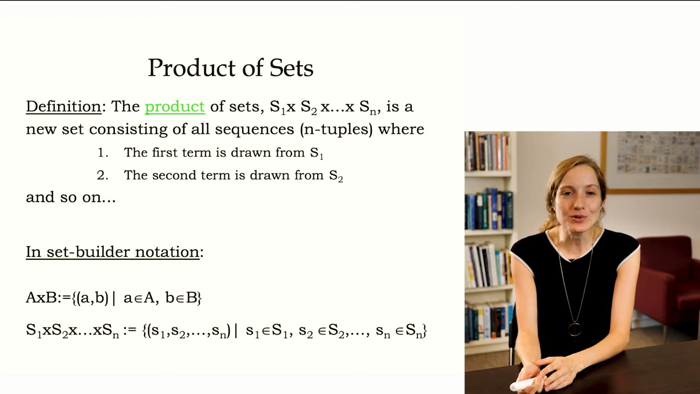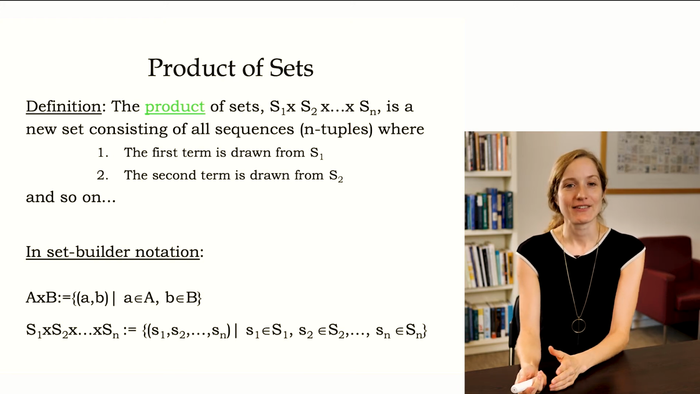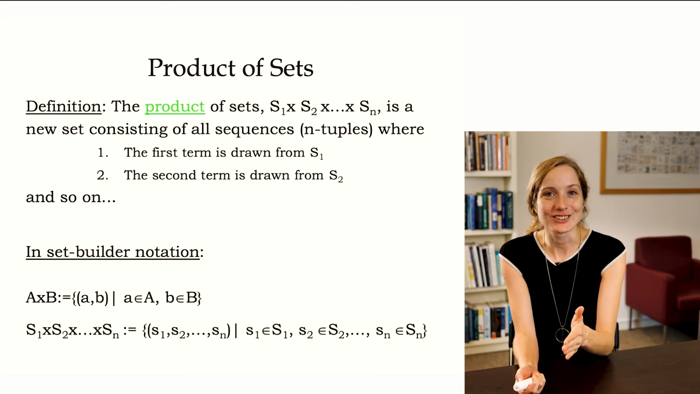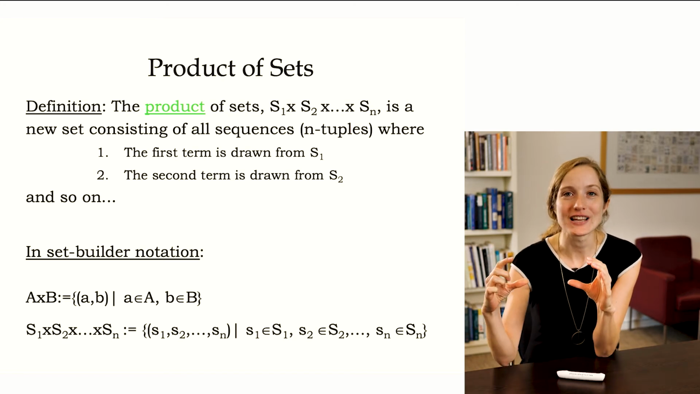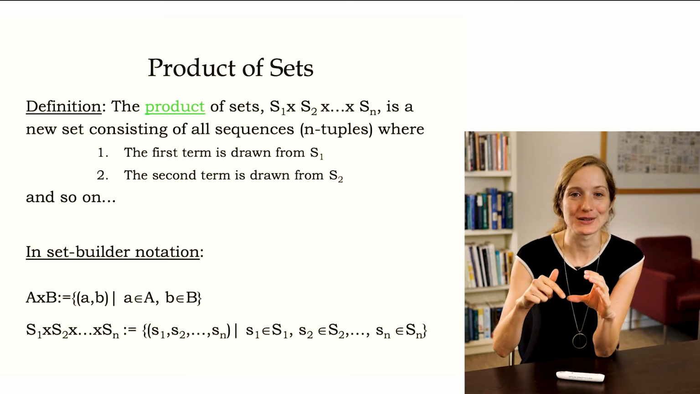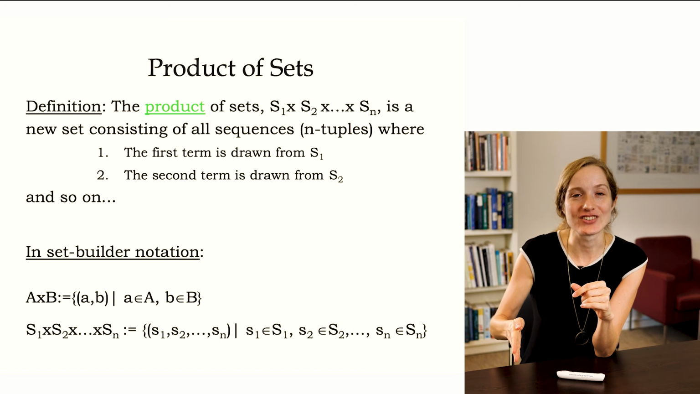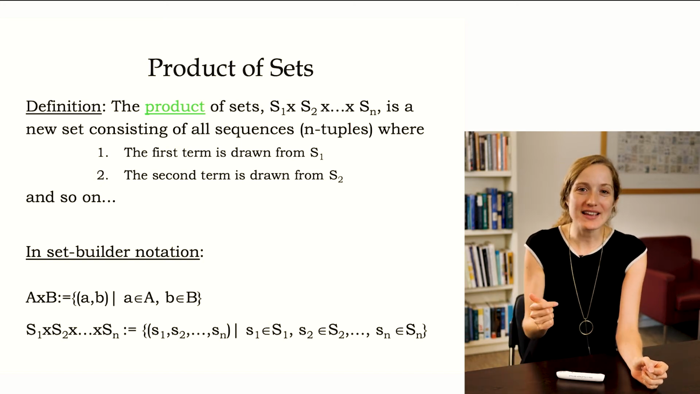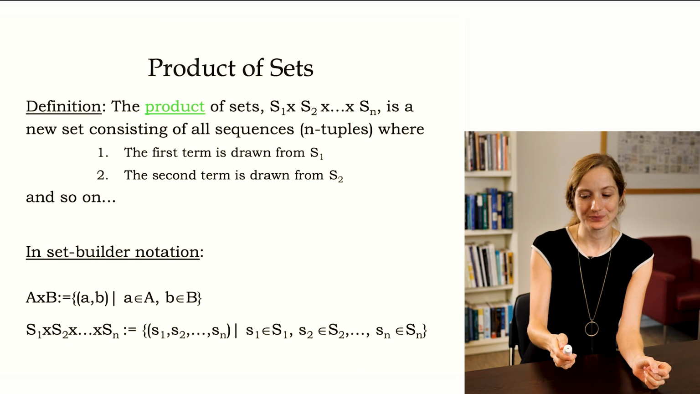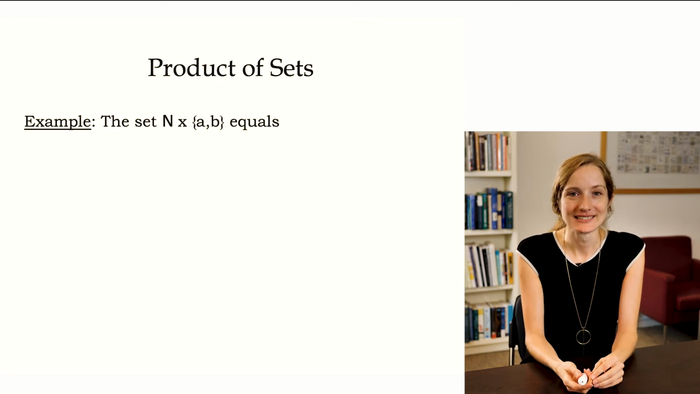And in set builder notation, if I have S1 cross ... cross Sn, this is the set of all of these ordered n-tuples (s1, ..., sn) such that s1 comes from big S1, s2 comes from big S2, and so forth.